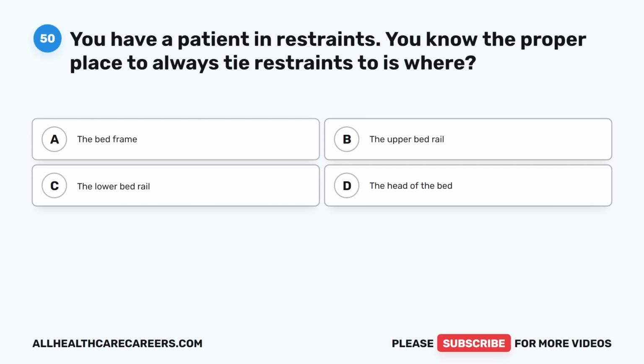Question 50. You have a patient in restraints. You know the proper place to always tie restraints to is where? A. The bed frame. B. The upper bed rail. C.